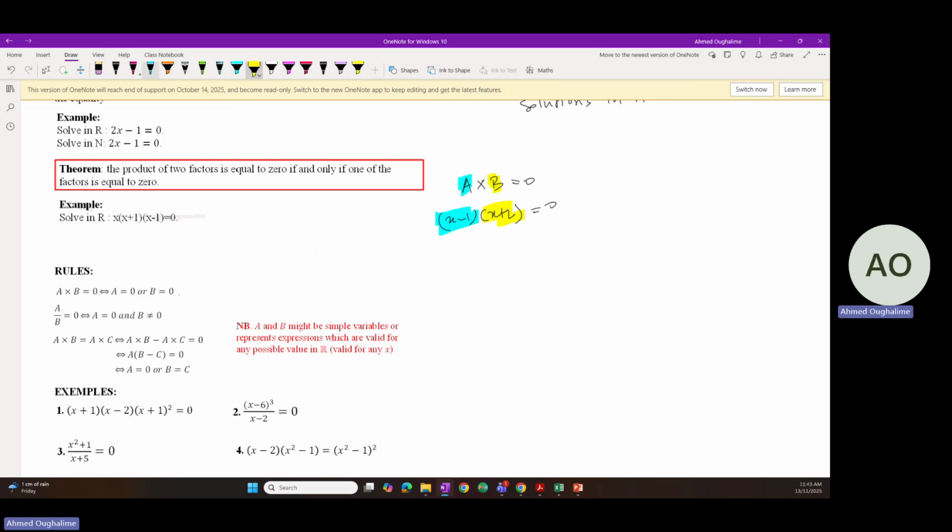So how to solve this kind of equation? My rule tells me this is equivalent to saying that A equal to 0 or B equal to 0. So solving, this says that x minus 1 equal to 0 or x plus 2 equal to 0. And this is equivalent to saying that x equal to 1 or x equal to negative 2. It means that I have two possibilities for this side to be equal to 0, for this equation to be true, to be satisfied.